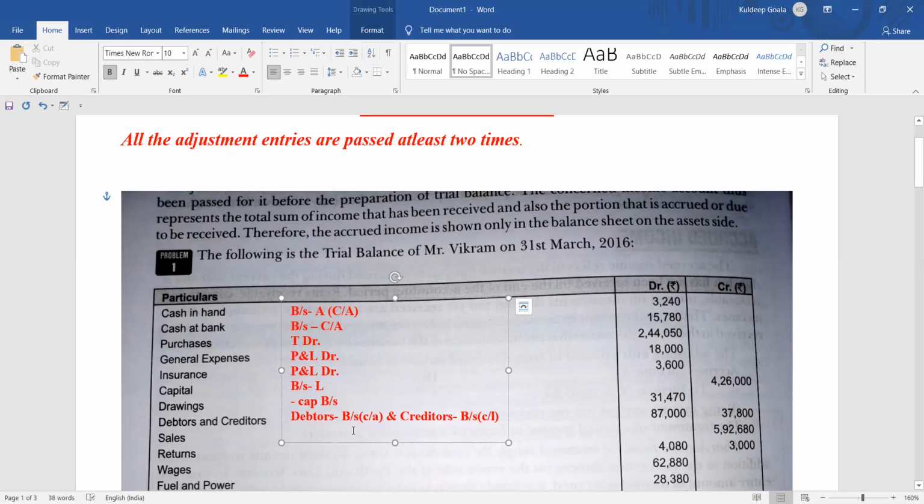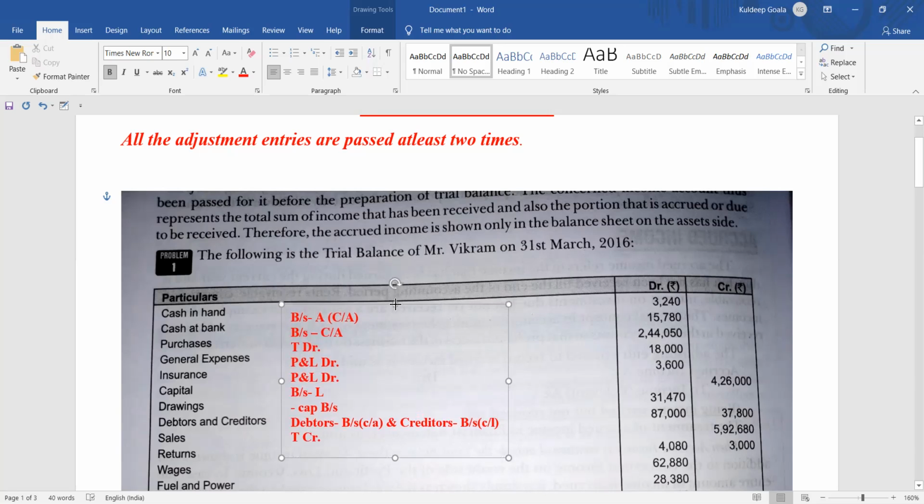So coming to the next one, sales. Sales, we know it will go in the trading account. Trading account, which side? Credit side। It's a profit for us, right? Then return. Now return, remember that return itself is a very, very interesting term because of the reason that return, once it appears, if it is appearing in the debit side, right?